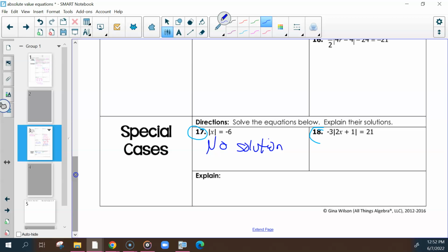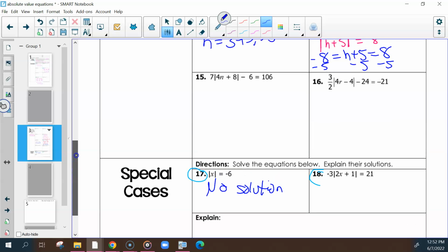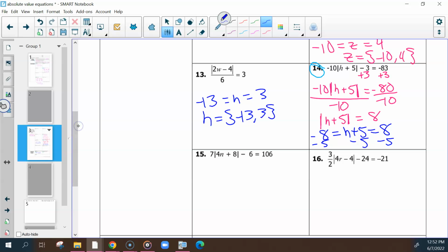Now, if it starts off with a negative, but there are things around the absolute value, we can't assume. So like, if I go back, this started off as a negative, but once we isolated it, that negative went away, so we were able to keep solving it. Had that stayed a negative, that would have been no solution.